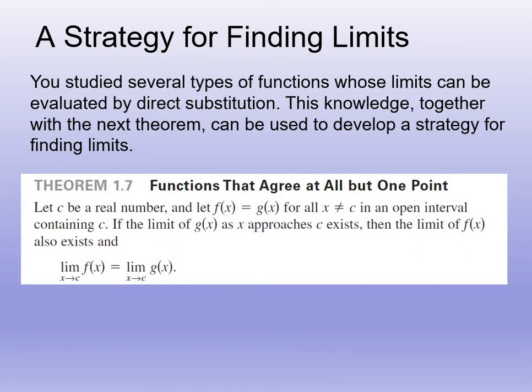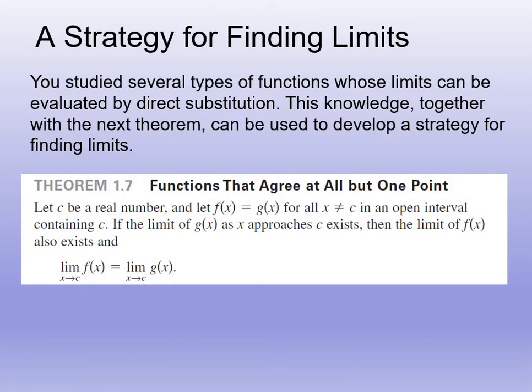Alright, now we have different types of functions that we've been able to do with direct substitution. That does not work with all functions, because if it does not work at one point, say it gives us some sort of division by 0 at a specific value, we have to have other methodologies for approaching this. Okay, so Theorem 1.7 is for functions that agree at all points but one.